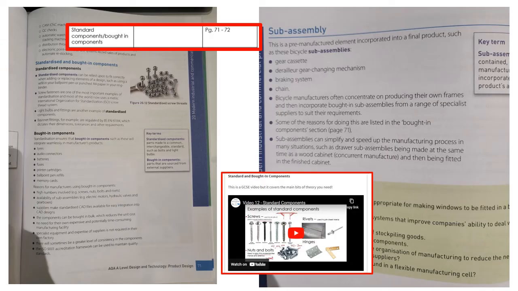Okay, I'm going to try and whiz through these last ones. Standard components and bought-in components. There is a video on the VLE about this, and you've got a page in the exam revision guide, as well as something about sub-assemblies.